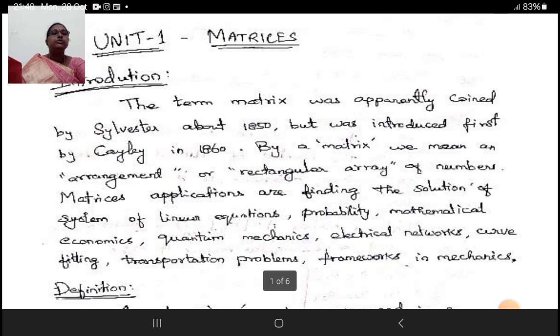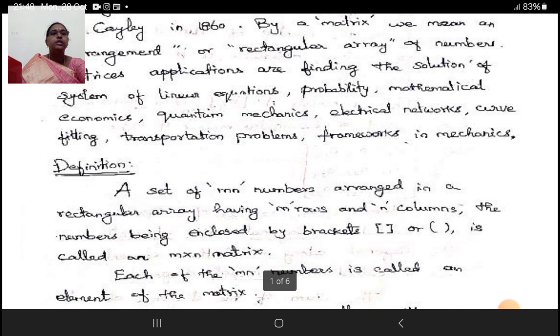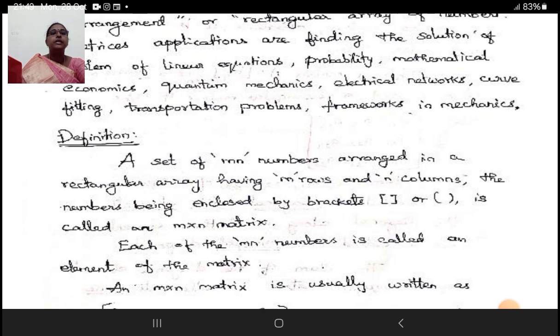The term matrix was apparently coined by Sylvester about 1850 but was first introduced by Cayley in 1860. By a matrix, we mean an arrangement or a rectangular array of numbers. Matrices have applications in finding the solution of systems of linear equations, probability, mathematical economics, quantum mechanics, electrical networks, curve fitting, transportation problems, and frameworks in mechanics.